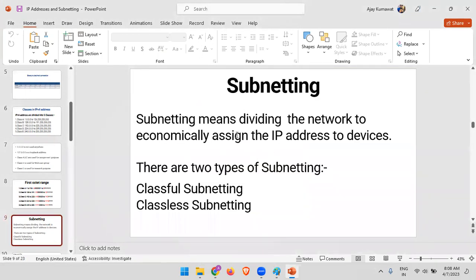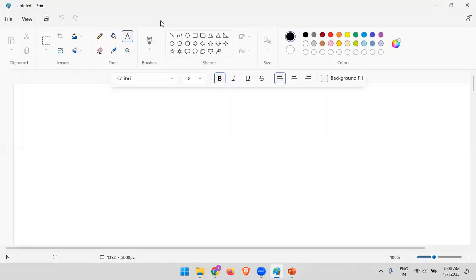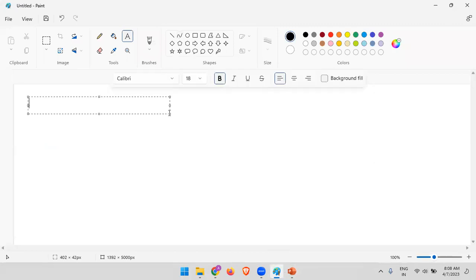So subnetting, why do we perform subnetting? To reduce the wastage of IP addresses so that we can assign the IP addresses economically. We don't waste a lot of addresses. So just to reduce the wastage of IP addresses, we perform subnetting. Now we have two types of subnetting, classful and classless. So first, let's come to classful subnetting. So what is classful subnetting?